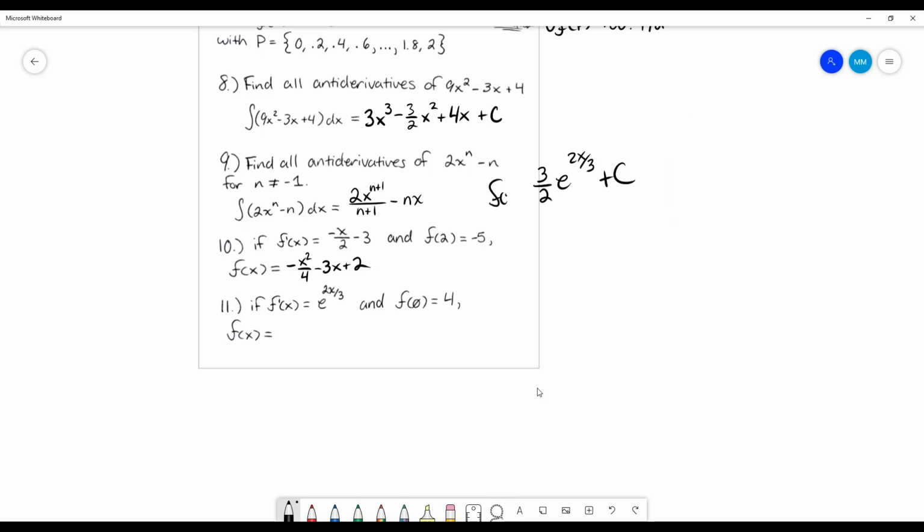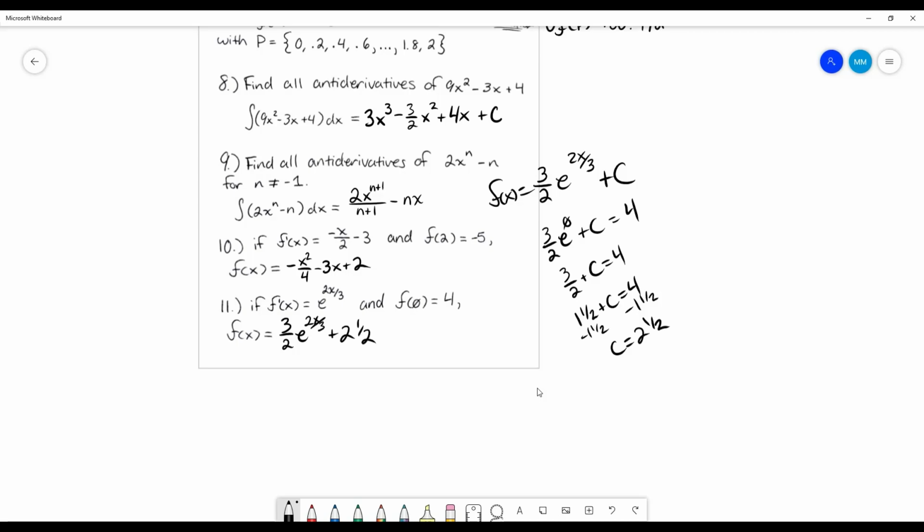So we know our f of x equals this, and I know f of 0 equals 4. So f of 0 is going to be 3/2 e to the, that's going to end up being 0 altogether up there, plus c equals 4. So anything to the power of 0 is 1, so it's just 3/2 plus c equals 4. Versus, I could rewrite that as 1.5. If I then subtract that from both sides, we get c equals 2.5. So our function is 3/2 e to the 2x divided by 3 plus 2.5.